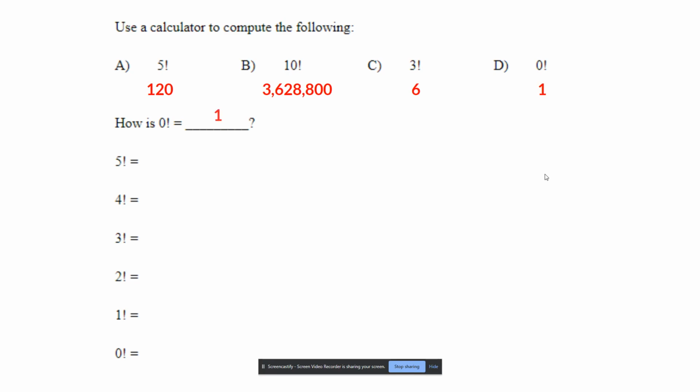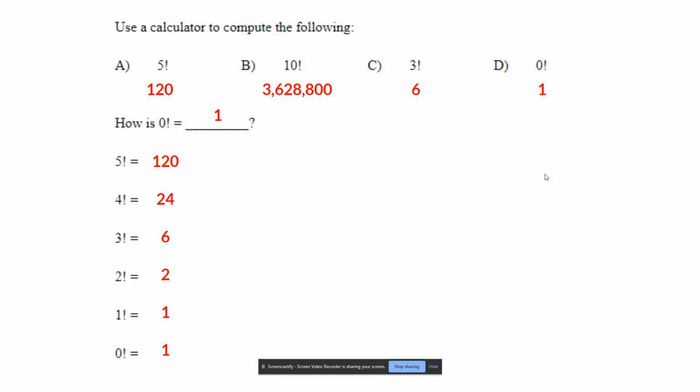So how is 0 factorial 1? Here's how. 5 factorial, 5 times 4 times 3 times 2 times 1, is 120. 4 factorial is 24. 3 factorial is 6. 2 factorial is 2. 1 factorial is 1. And your calculator is saying 0 factorial is also 1.